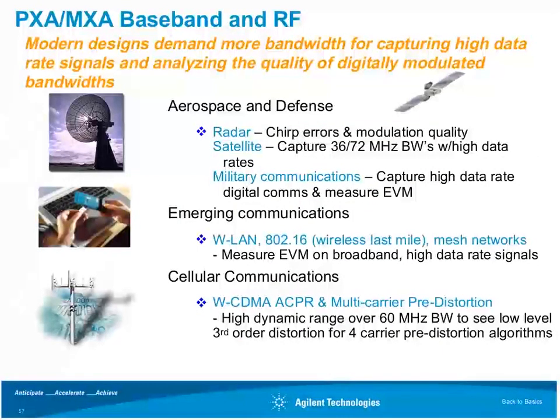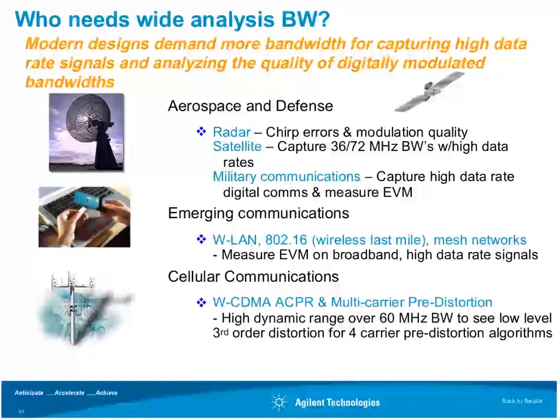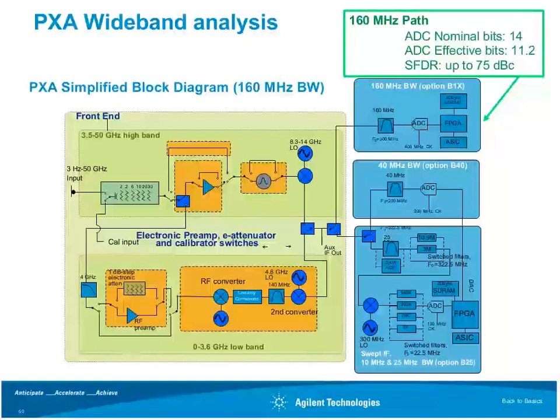Another trend we've seen a great deal is using wider and wider bandwidths. We see this, say, in aerospace and defense for things like radar systems and satellite signals and secure communications. In the commercial world, things like wireless LAN, WiMAX, and the new LTE standards are using wider and wider signals. And so it's important for the analyzer to keep up with those kinds of signals.